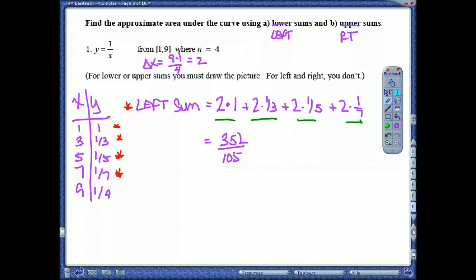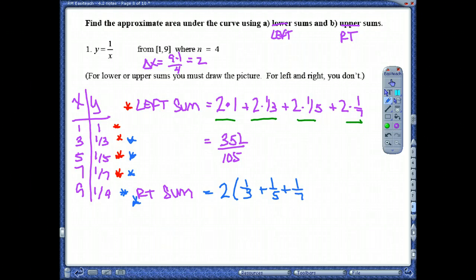Okay, now for the right sum, we're going to star those with blue. You're going to start with the right endpoint, and you're going to use everybody but the left. Now, if you'll notice, each one of these rectangles has the same base, and we meant to do that. So instead of writing 2 times 1, 2 times 1/3, 2 times 1/5, 2 times 1/7, we're going to do 2 times the quantity, and then we're going to just put those heights in there. Remember, you're not using the left endpoint if you are finding a right sum.